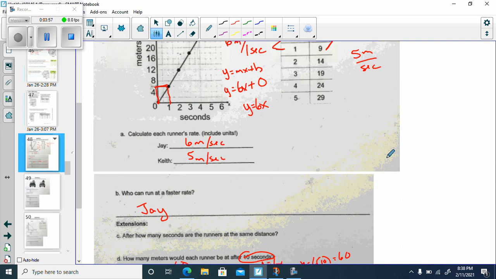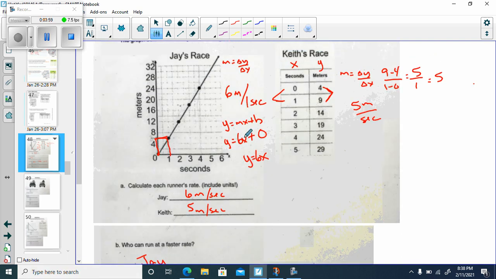How far would Keith be? Well, let's look and see. Keith's rate is 5 meters per second. Let's write the equation for Keith's running. Y is equal to mx plus b. Now, interestingly enough, he's getting to start 4 meters ahead, isn't he? Because our b is actually 4, where our x is 0, our b is 4, and they said he was starting 4 meters ahead. Okay, so we're going to replace the b with 4, and his rate is 5. Y is equal to 5x plus 4.